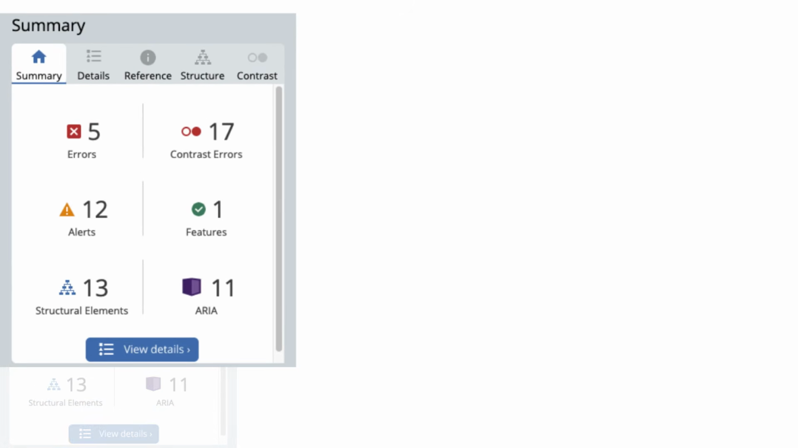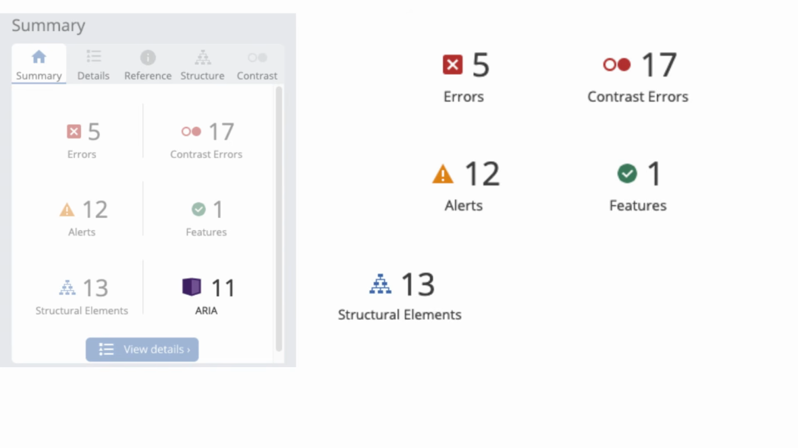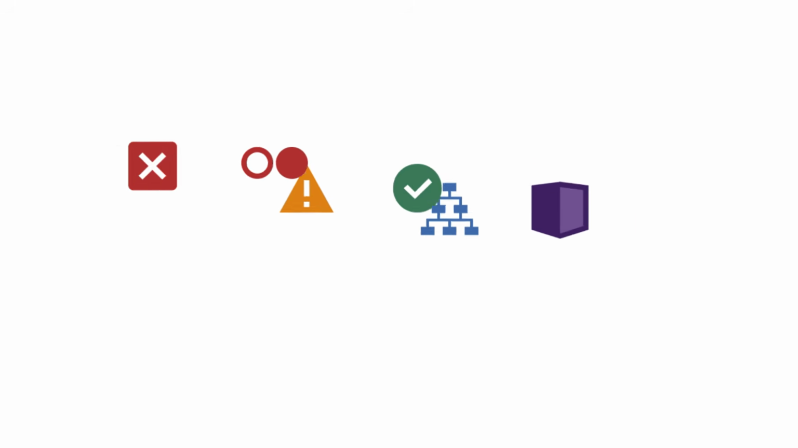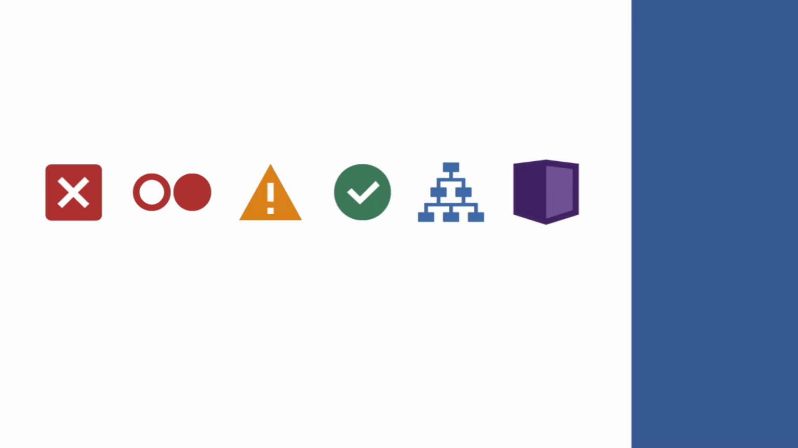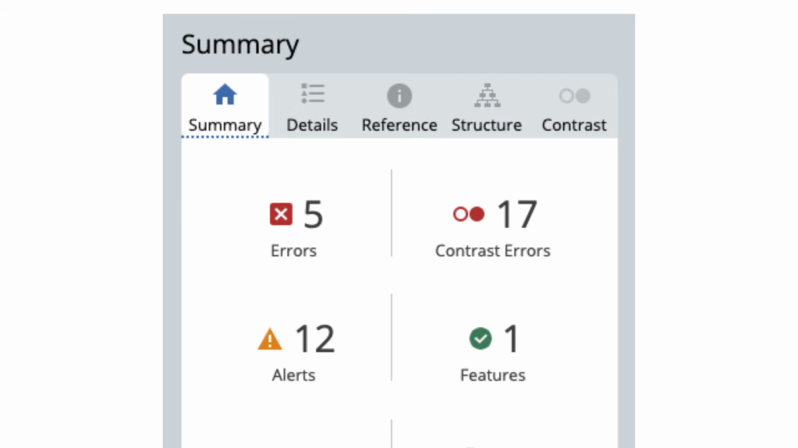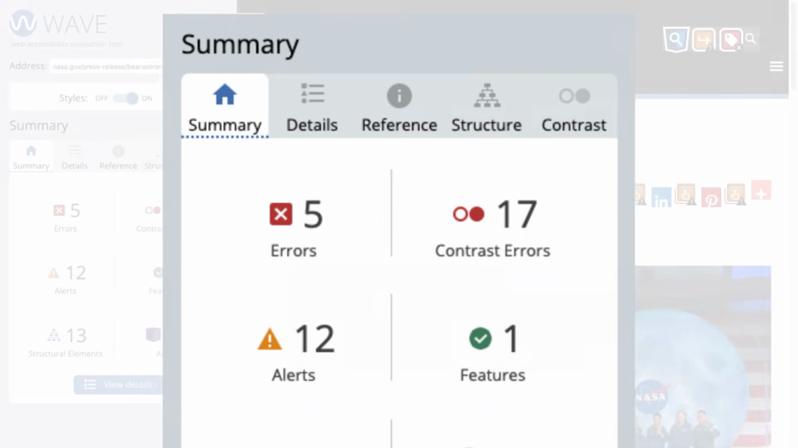These findings are organized into 6 categories: errors, contrast errors, alerts, features, structural elements, and ARIA. The category icons are color-coded and designed with other visual cues to be accessible to users who have difficulty distinguishing color. WAVE is also designed to be accessible to keyboard and screen reader users. There are 4 other panels within the sidebar that can be accessed through tabs: Details, Reference, Structure, and Contrast.